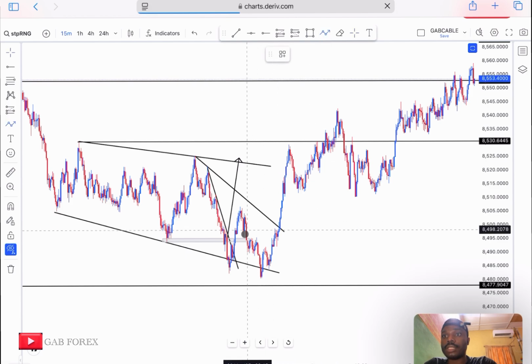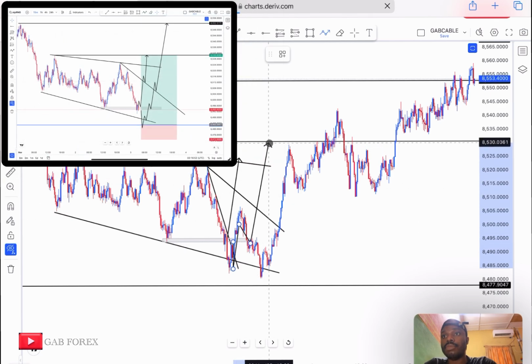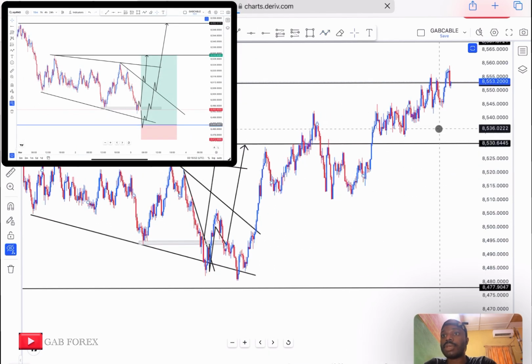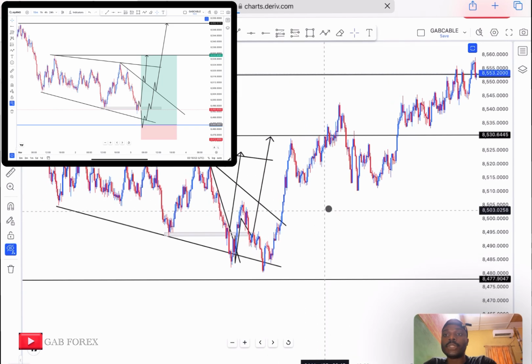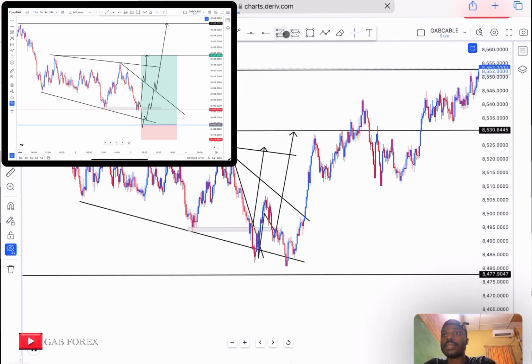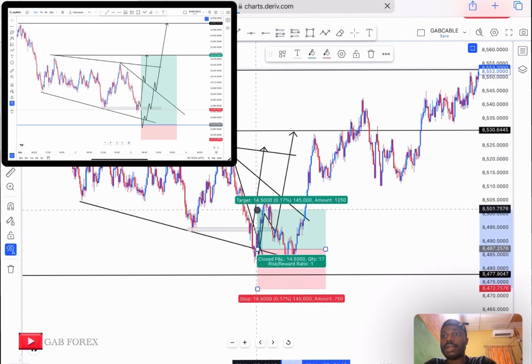However, my second forecast was that the market will come down to this level and then start going to the upside. And this was exactly how the market moved. And as you can see, this is where the market is currently at. All right, so that is it about how I was able to get into that trade.